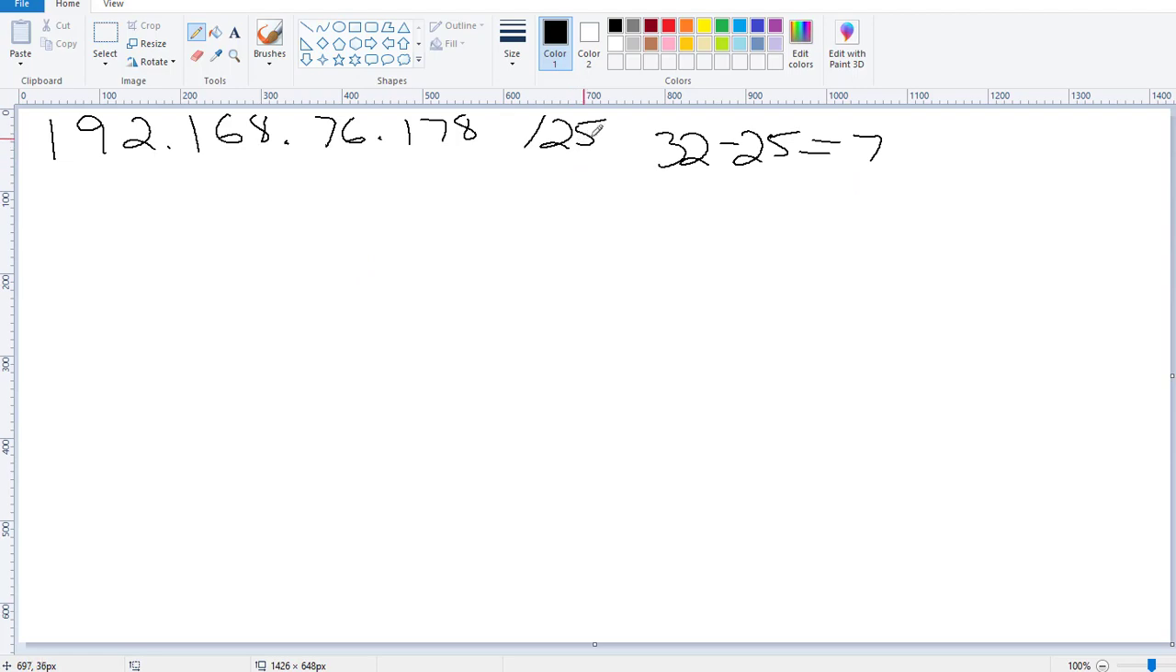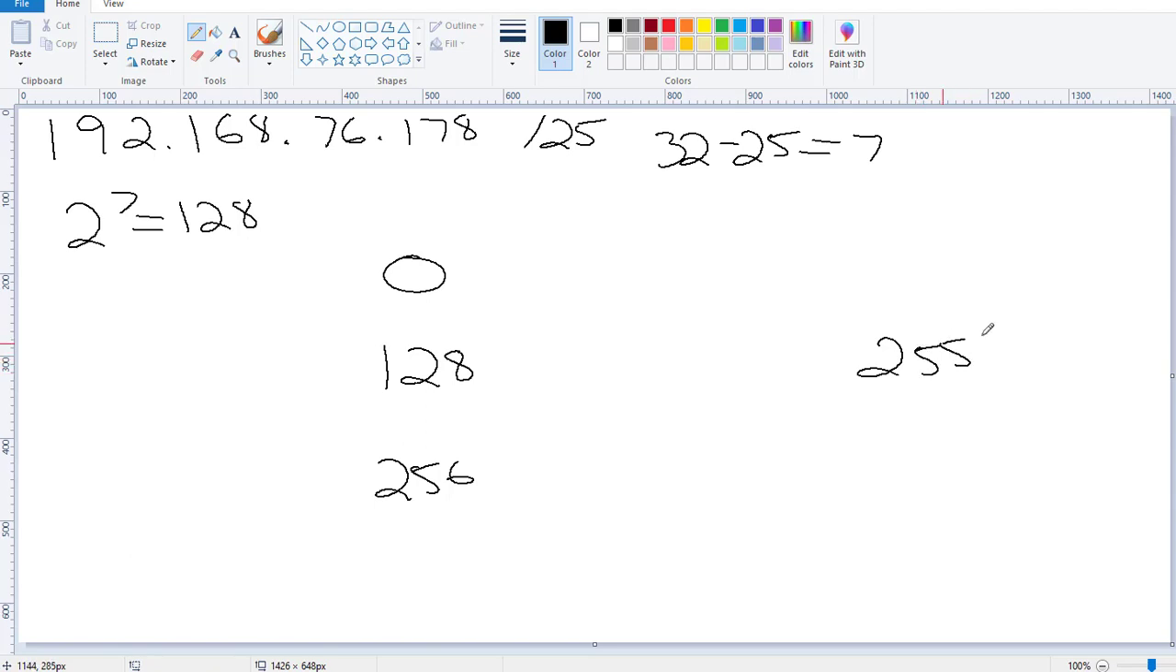and if 25 of them are ones, then 7 of them have to be zeros. So we know we've added 1 for the networks, and we have 7 zeros in the subnet mask. Now we just need to do our range chart. Our range chart is 2 to the y, and y is 7. So 2 to the 7 gives us 128. Our range chart starts at 0, then 128, and then 256. This would be 255. This would be 127.